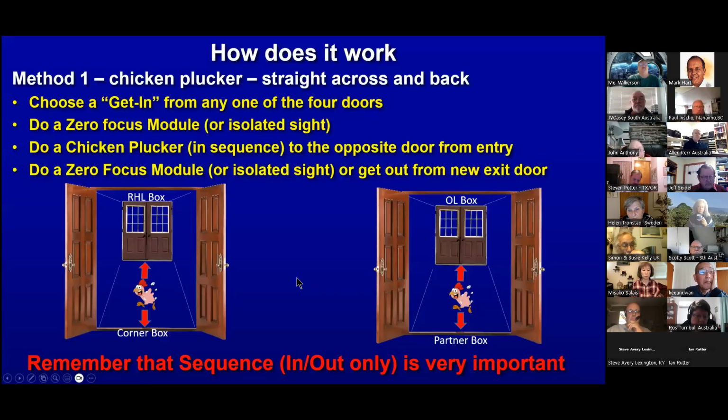So we'll go back to our presentation here. What you're going to do is choose to get into any of those 4 boxes. You're going to use a zero module, isolated site, whatever. Do a chicken plucker. Do another zero module or an isolated site routine. You can do a get-out from that new box, or you can do a chicken plucker and come back and do a get-out from there.